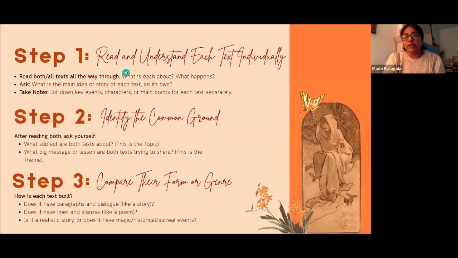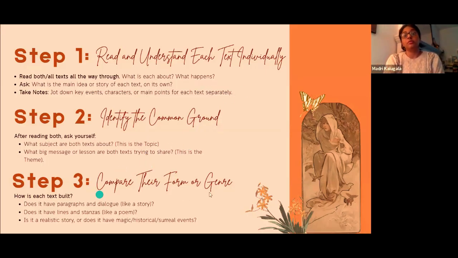So as I was saying, as you're going through your texts, read and understand each individually, and identify common grounds. Okay, this might be a text from a Russian author. This might be a text from a Sri Lankan author. What are the similarities? Because at the end of the day, literature is a universal theme, right? We don't write in isolation. We don't write about things that nobody has ever heard of before. So what are the common strands in all of these? Identify the common grounds.